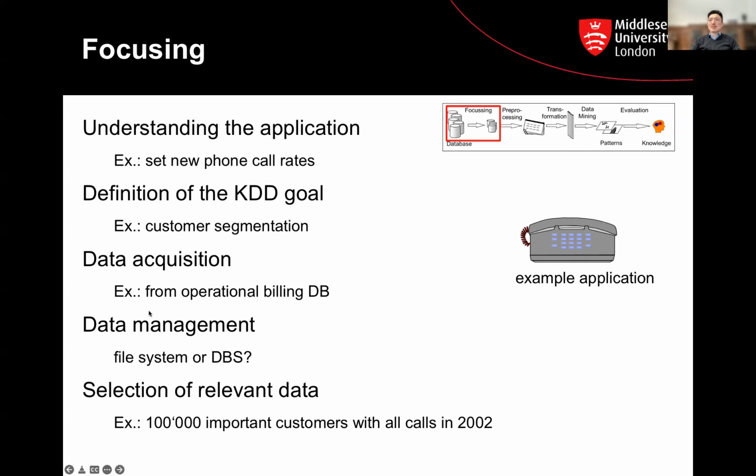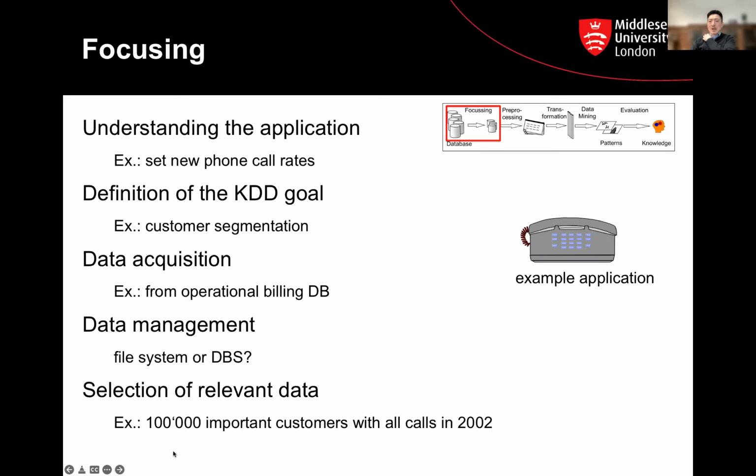Okay, and once that's decided, you need to get the data from the current system. So let's say this is a telephone company, so they'll have data about the cost or the phone bills for people every month. And this is less about data analysis problems, more about data management in terms of database, whether you use file systems or database systems, and then selection of the data. So this is also part of the focusing in terms of what part of the data I'll be focusing on.